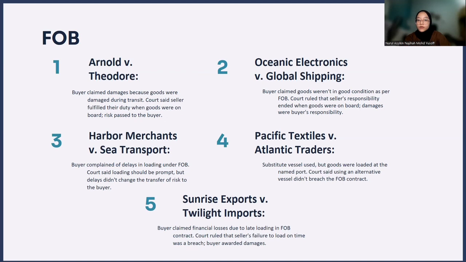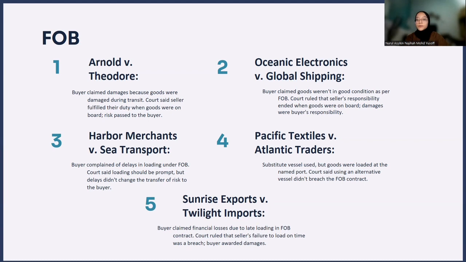The second one is Oceanic Electronic versus Global Shipping. Buyer claimed goods were not in good condition as per FOB. The outcome is the court ruled that the seller's responsibility ended when goods were on board. Damages were totally the buyer's responsibility. The third one is Harbour Merchants versus Sea Transport, where the buyer complained of delays in loading under FOB. The court said loading should be prompt, but delays didn't change the transfer of risk to the buyer.